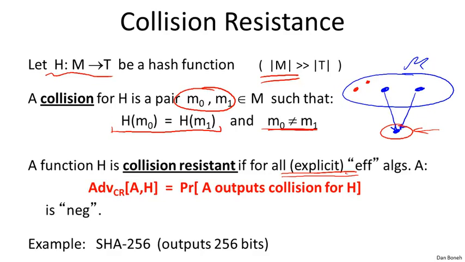Now, a classic example of a collision-resistant hash function is SHA-256, which happens to output 256 bits, but can take arbitrarily large inputs. For example, it can take gigabytes and gigabytes of data, and it'll map it all to 256 bits, and yet nobody knows how to find collisions for this particular function.